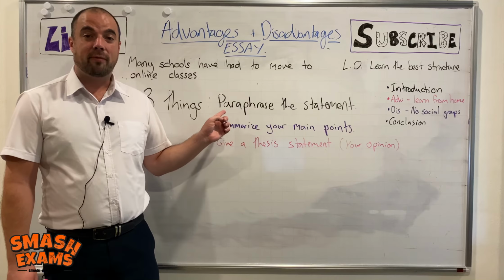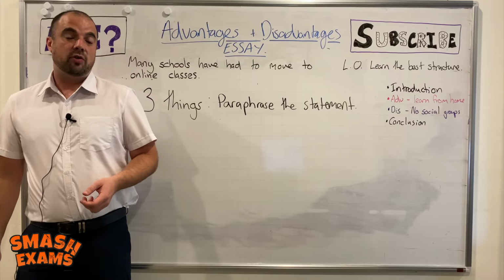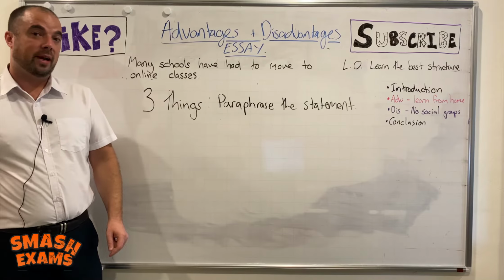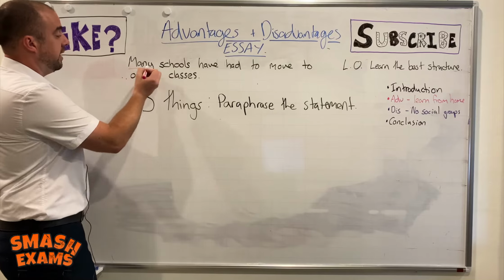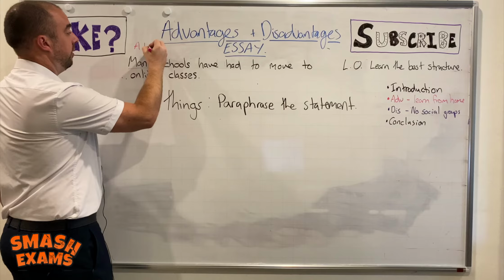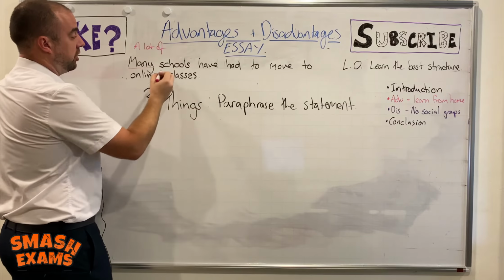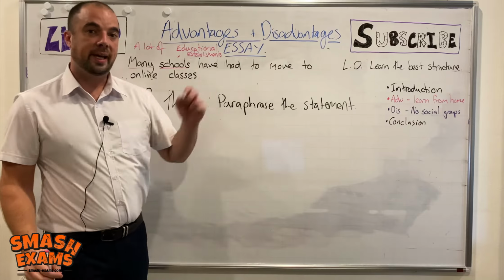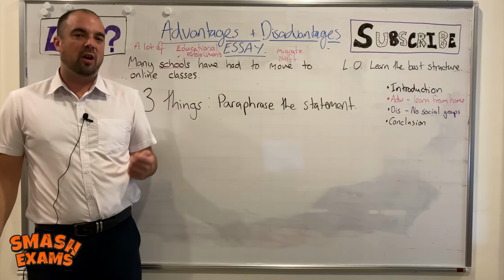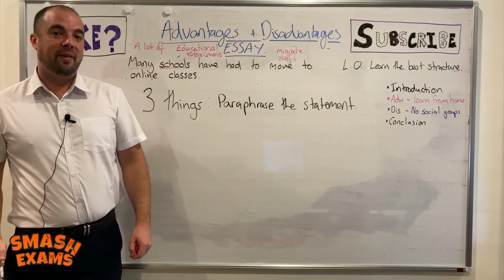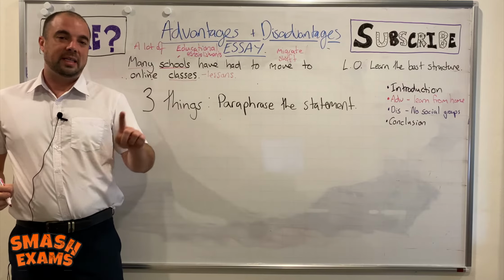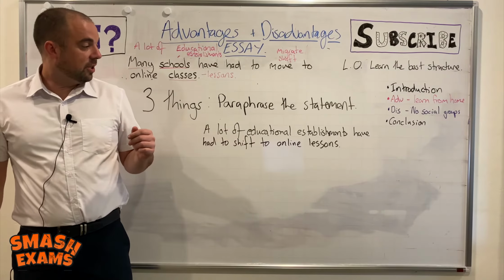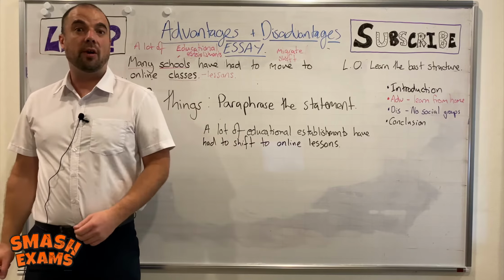Let's start with paraphrase the statement. So we're going to start our introduction with the paraphrasing of the sentence. So let's have a look what we can paraphrase. We can change many to a lot of. We could change schools to educational establishments. We could change move to migrate or shift. And we can change online classes to online lessons. Let's have a look how that will look in our paraphrased statement. A lot of educational establishments have had to shift to online classes.